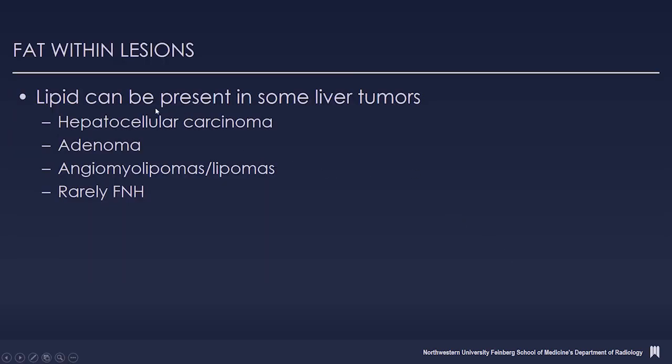Looking at lipid, you can see it's in some of the liver tumors, certainly hepatocellular carcinoma, certainly adenomas. You may see occasionally an angiomyolipoma or a lipoma, which typically has macroscopic fat, and rarely can be seen in focal nodular hyperplasia, but in my experience, the majority of the time you see it with FNH is in the setting of diffuse hepatic steatosis or fatty liver.